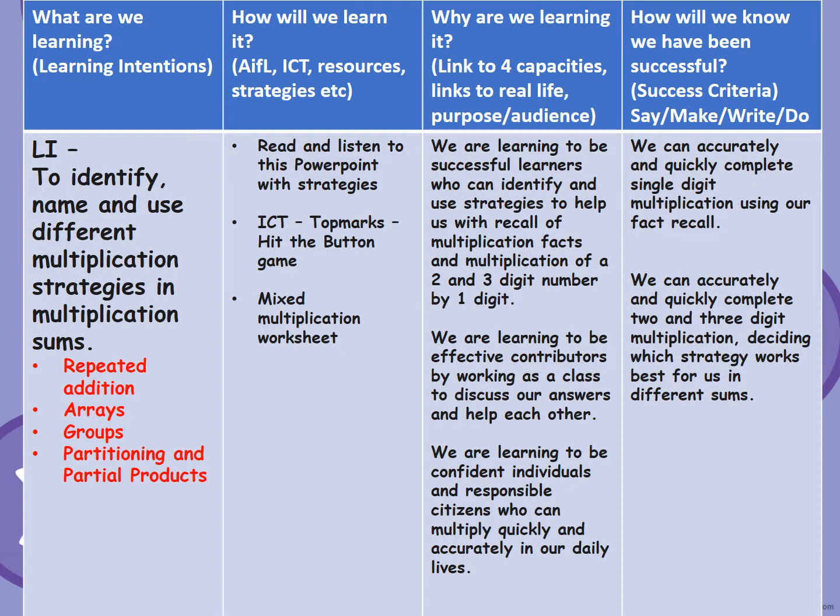How will we know we've been successful with this today? Well, our success criteria are in that last column, and it says we can accurately and quickly complete single digit multiplication using our fact recall. We can accurately and quickly complete 2 and 3 digit multiplication, deciding which strategy works best for us in different sums. And as we know, some of these strategies will be ones that we like to use, and some of these strategies will be ones that we don't prefer as much, and whichever one works for you is the one that you should use.